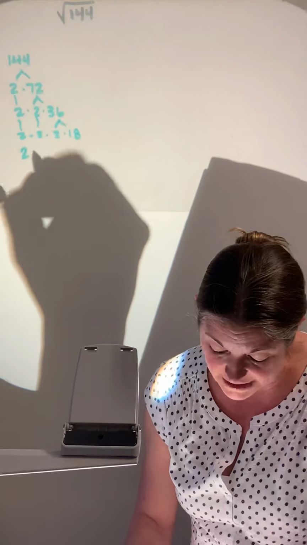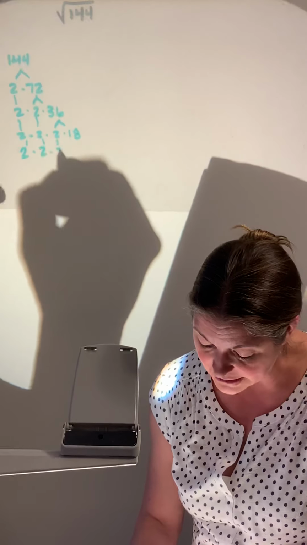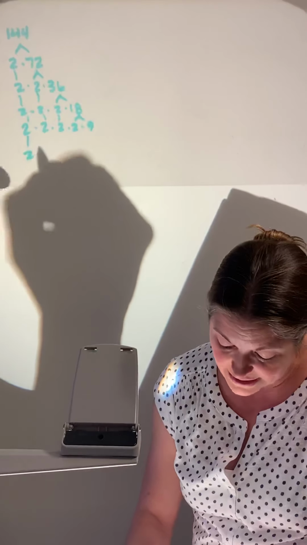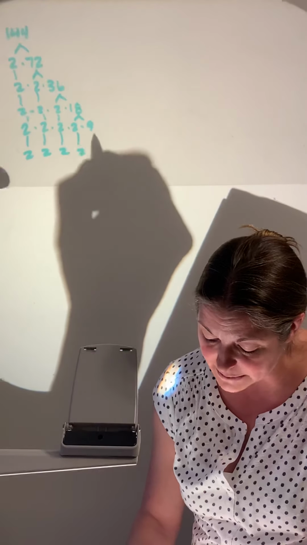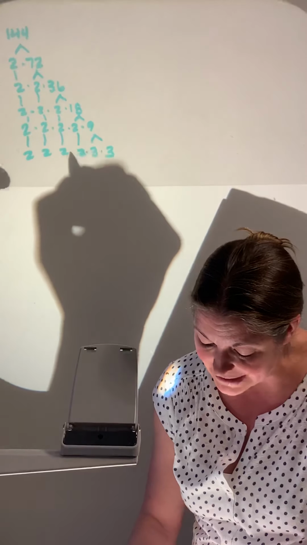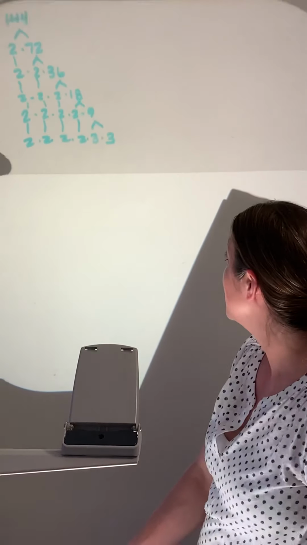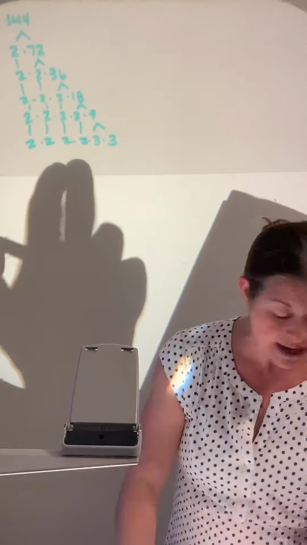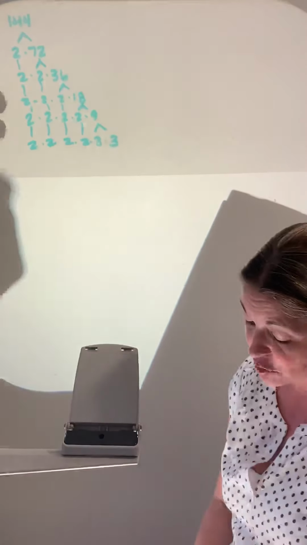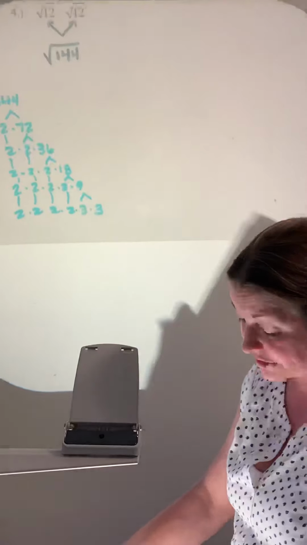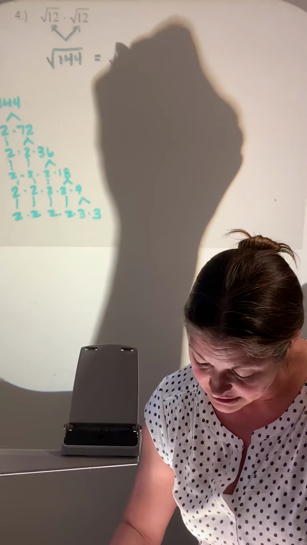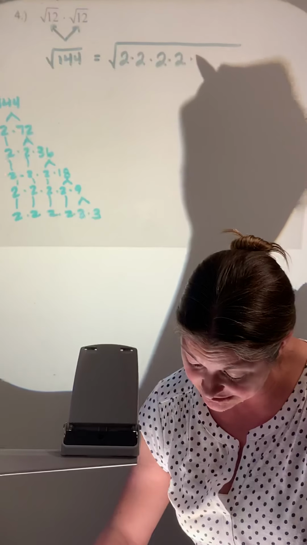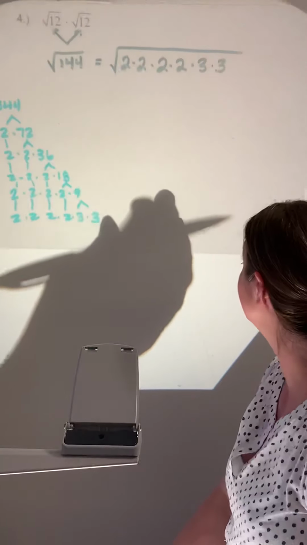And then we break up the 18. A lot of numbers going here. There's a 2 and a 9. Then carrying down all these primes, and then finally breaking up that 9 into 2 3's. So 144 prime factored is 2 times 2 times 2 times 2 times 3 times 3. All right, let's write that all out. So 2 2's, another 2 2's, and then 2 3's.